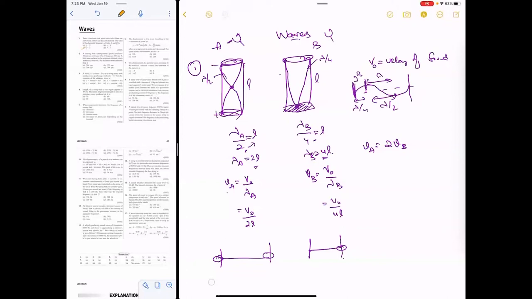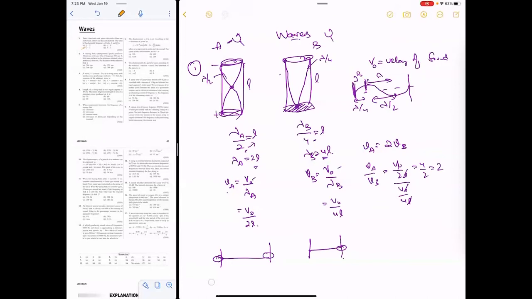Frequency is velocity by lambda. Sound velocity is the same, irrespective of A and B, because it is air. So the frequency is the same in both, by lambda A, which is 2L, and by lambda B, which is 4L. Then I took the ratio. Nu A by nu B is equal to V0 by 2L divided by V0 by 4L. V0 and L cancel, and 4 by 2 is 2.